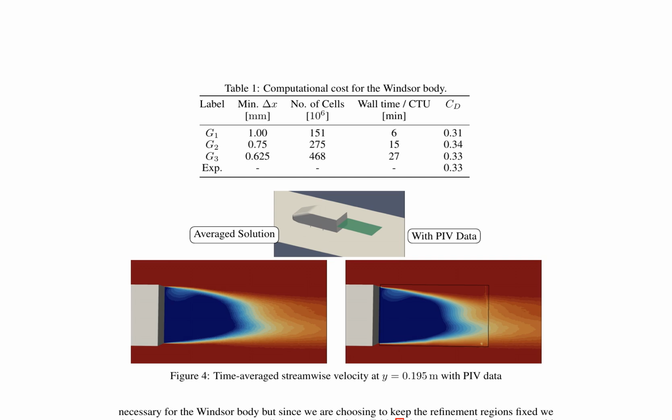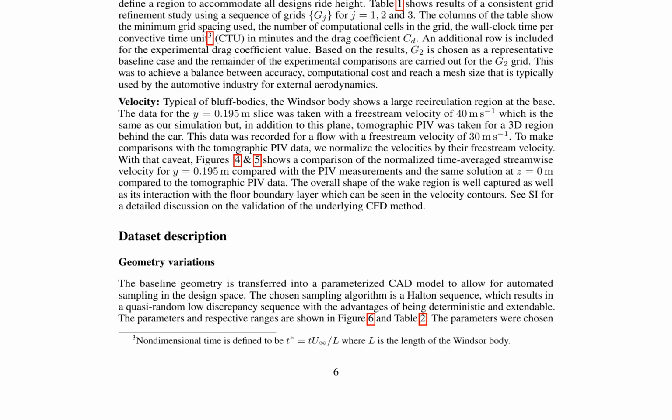The Windsor body exhibits a large recirculation region at the base, characteristic of bluff bodies. Figure 4 compares the normalized time averaged streamwise velocity at y equals 0.195 meters with PIV data, demonstrating a good capture of the wake region's overall shape and its interaction with the floor boundary layer. Velocities are normalized by their freestream velocity to facilitate comparison with the tomographic PIV data.